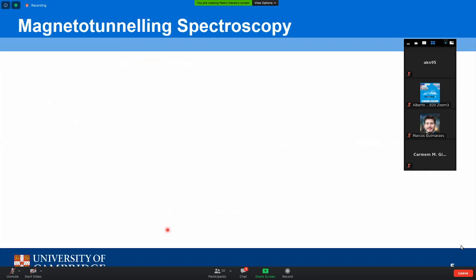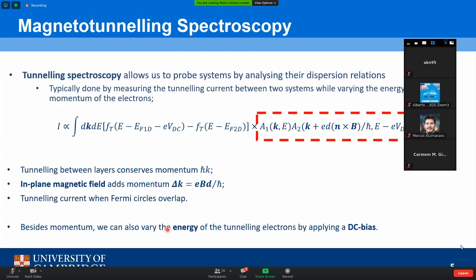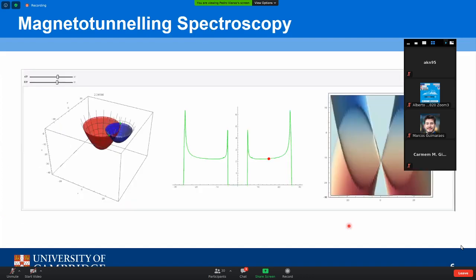We use, like I said, momentum-resolved magneto-tunneling spectroscopy. What we do is measure tunneling between two systems, and we know that the tunneling current is proportional to the overlap of the spectral functions of the two. We can do this in a momentum-resolved fashion: by applying an in-plane magnetic field, we give a boost in momentum, and by applying a DC bias between the systems, we do the same in energy. Here there's just an animation showing that.